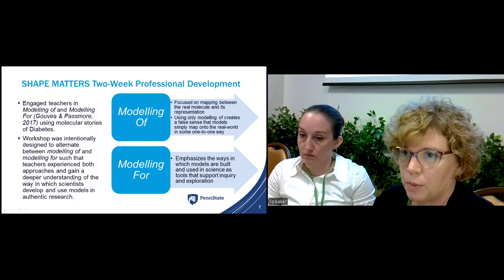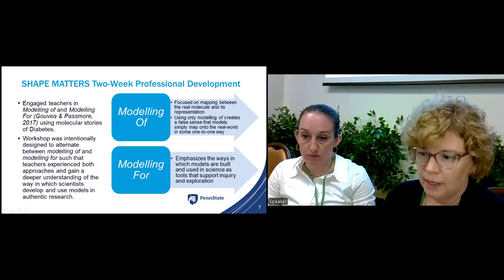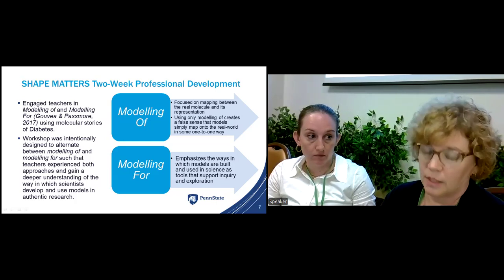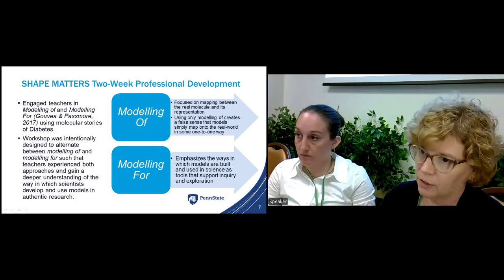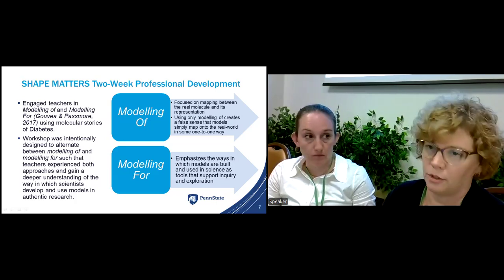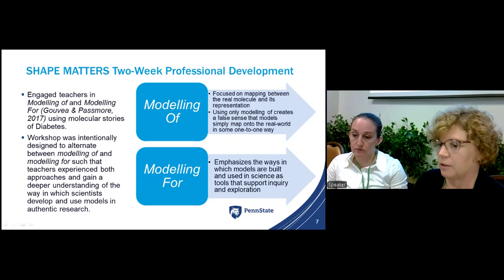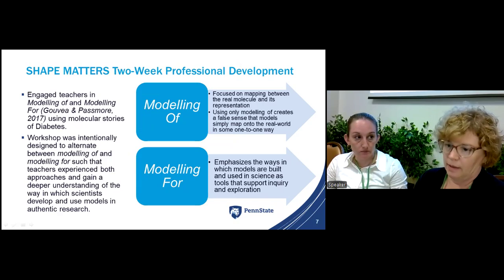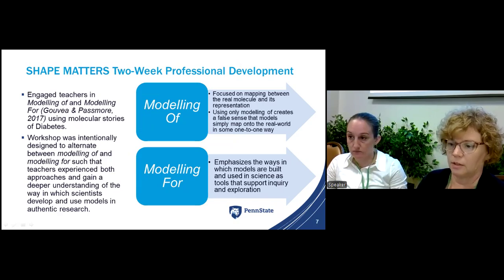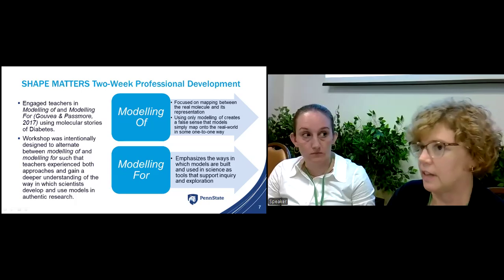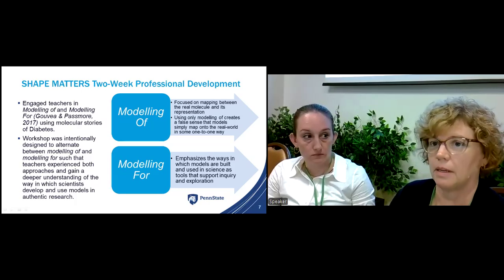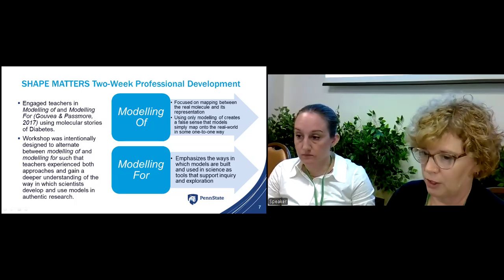So in the Shape Matters program, we had a 2-week summer workshop. Our summertime is when teachers are out of the classroom. It's not quite a 3-month period of time that they're not teaching, and they're available to participate in professional development. So we wanted to engage them in modeling of and modeling for types of activities using the context of diabetes and studying diabetes as part of the workshop.